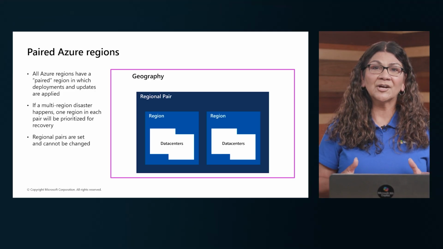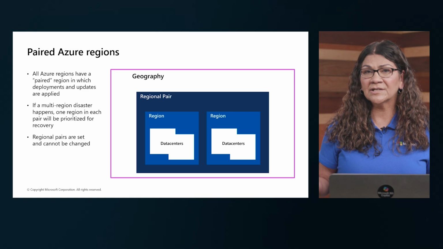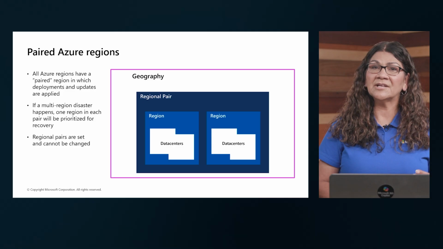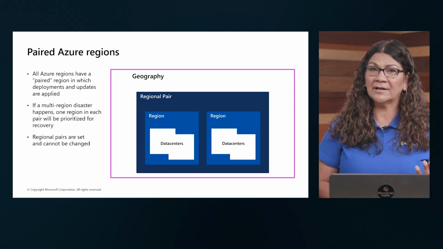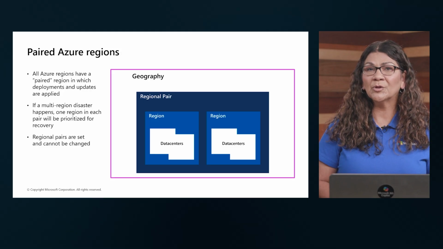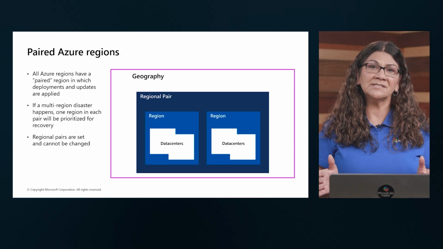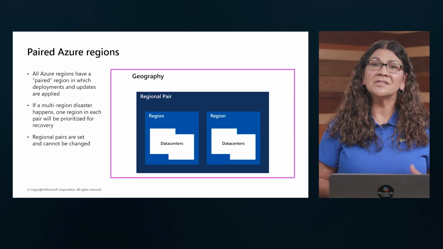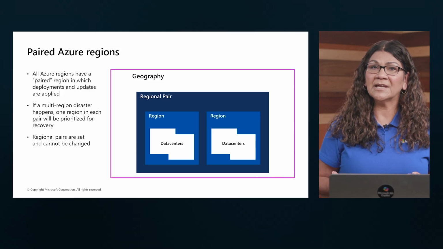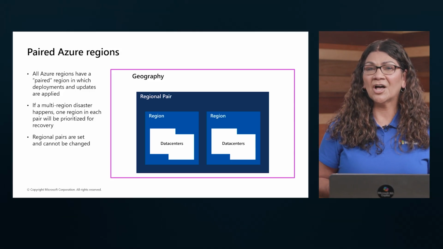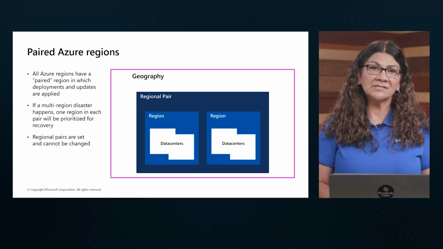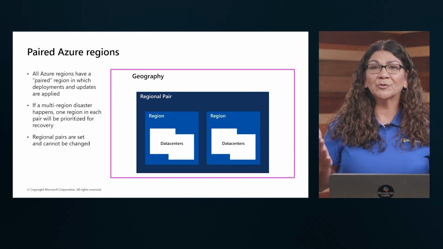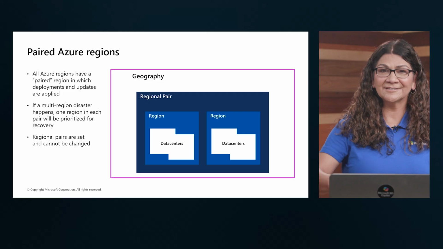Platform updates are staggered between the paired regions to reduce downtime risks, and in the event of a multi-region outage, one region in each pair is prioritized for recovery. This setup benefits SQL deployments by enabling geo-redundant backups, active geo-replication, and disaster recovery strategies that ensure database continuity and also protect against data loss. By leveraging paired regions, organizations can architect resilient SQL solutions that meet both performance and compliance requirements.